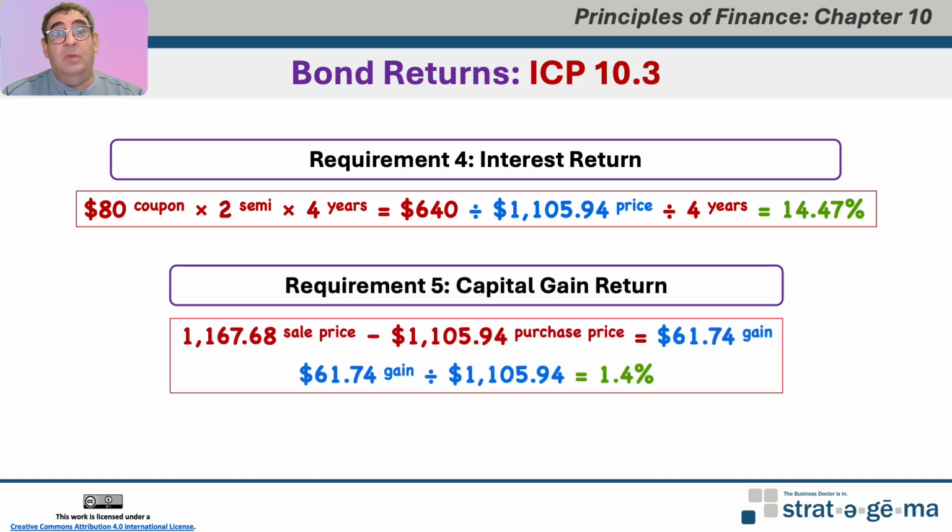We can also confirm it with our calculator. It'll be off a little bit due to the rounding that we've included in some of our other numbers here, but the calculator will give us an exact result. If we put 8N for the number of periods, if we put the original purchase price of $1105.94 plus minus PV, the $80 coupon, and then the future value of $1167.68, and then compute the IY, we end up with 7.76%. Remember, that is for semi-annual periods, so we multiply that by 2, and the total return is 15.53%. So just a little off the rounded calculations that we just did.